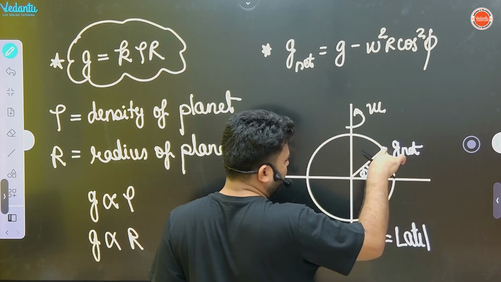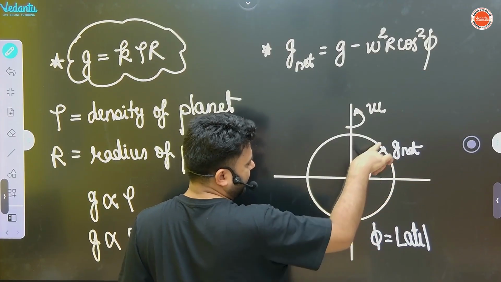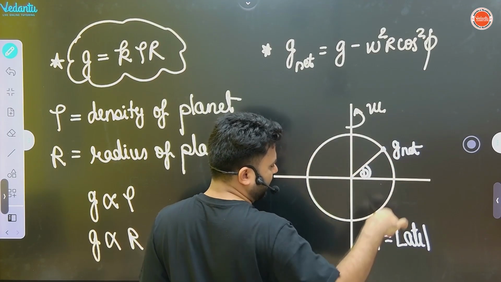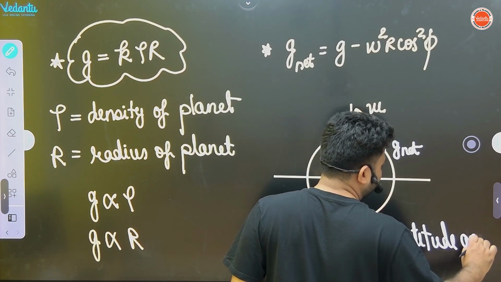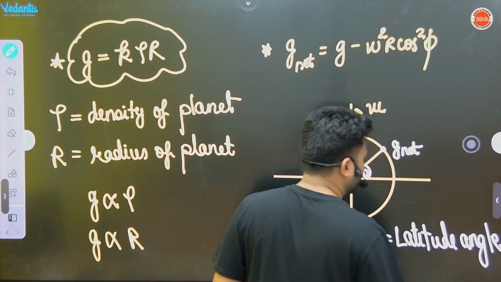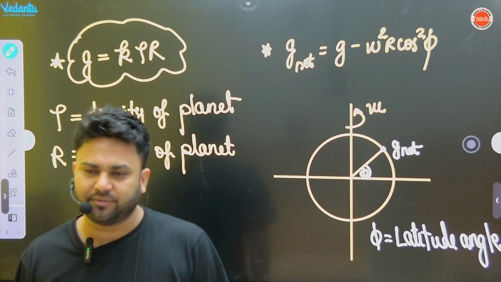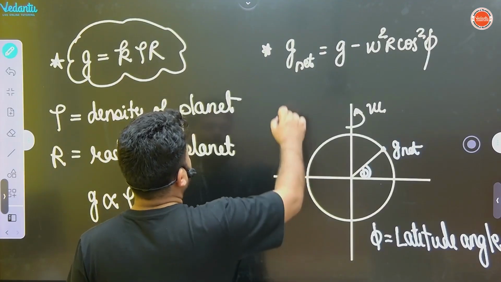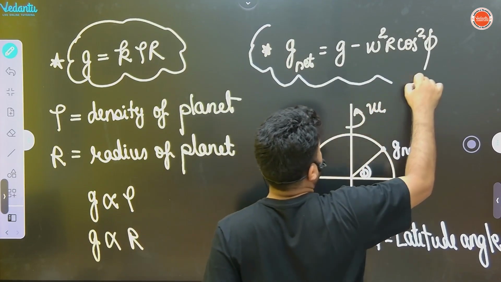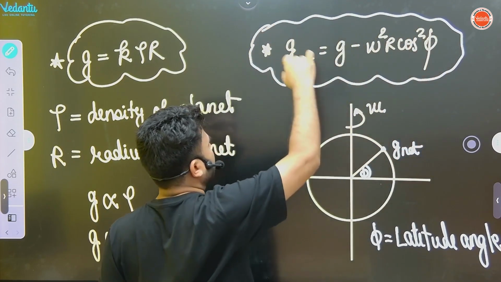Means this country is located at what position from the equatorial line. Latitude angle. They ask fewer questions from here, but still, anytime they can ask a question. So this formula is also okay. We can take. So remember.